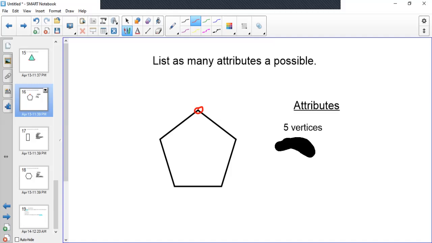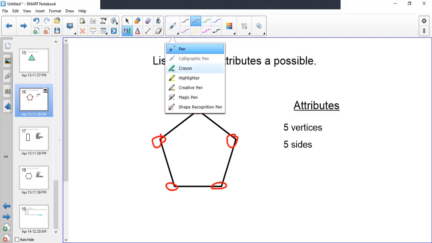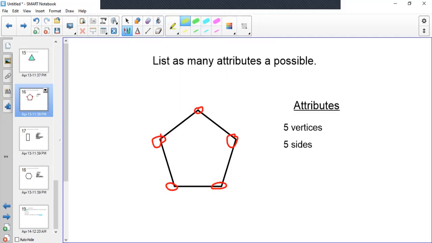1, 2, 3, 4, and 5 vertices. Let's see what is another attribute. Did you say 5 sides as well? Excellent job. Let's highlight those 5 sides.